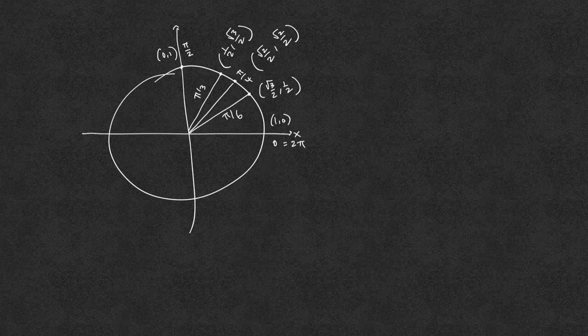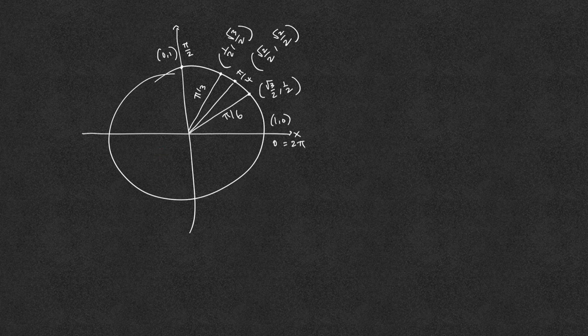Sine of theta is positive in the first quadrant and the second quadrant. Cosine of theta is positive in the first quadrant and the fourth quadrant. Tangent of theta is positive in the first and the third quadrant.